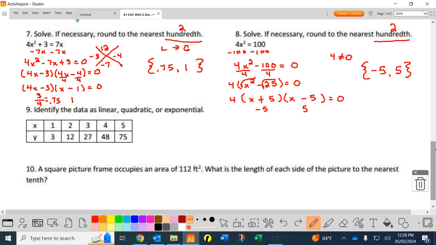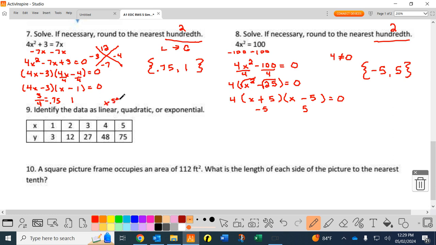Okay, for the next one, it's asking us to determine whether it is making a linear, quadratic, or exponential equation out of these numbers in this table. So would it be linear? Would it be quadratic? Would it be exponential? Remember what the rules are. So if it's going to be linear, you would add the same number every time.